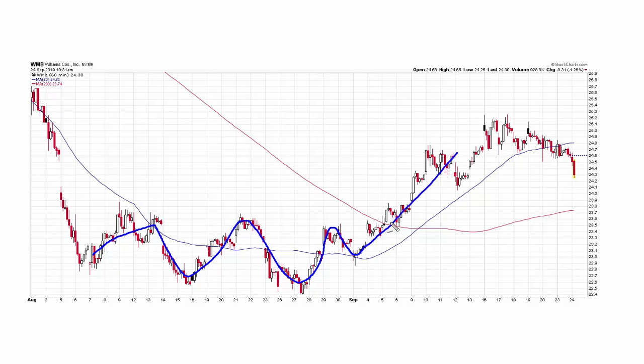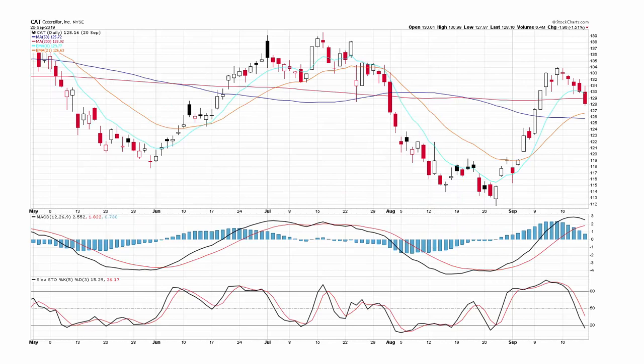So even if you get in here at 23, a little bit of mid 23s, you get a move up to the 25, you get a 2-point trade. That's not too bad. So again, another example. Here's Caterpillar. So let's see here. You get a positive divergence here. Okay, you get MACD crosses at a pretty decent level there.